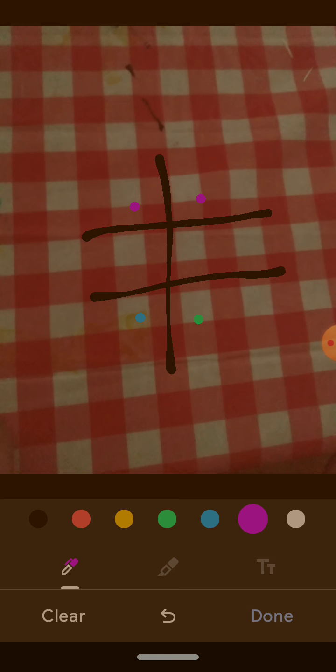And yeah, that's it. For the presentation, I used a checkerboard that we have on our table.